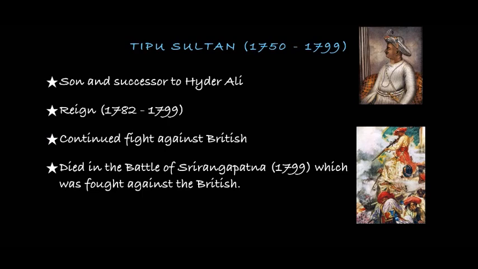Tipu Sultan, he was born in the year 1750. He was the son and successor to Hyder Ali. His reign is from 1782 to 1799. He continued his father's fight against the British. However, he died in the Battle of Srirangapatna, 1799, which was fought against the British.